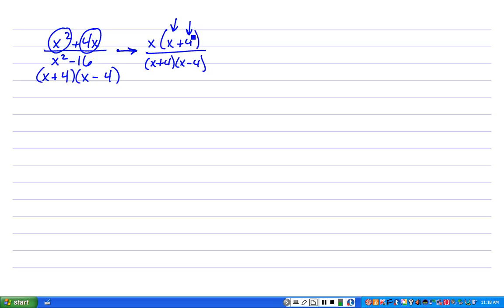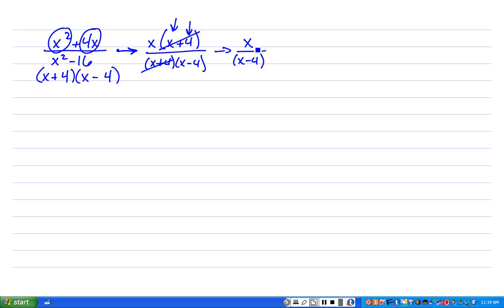Alright, so now when I look, I see I have common binomials top to bottom, so they can cancel. What that leaves me with is x in the numerator, x minus 4 in the denominator. You cannot cancel this x with this x down here. This is a binomial and is not to be broken up.